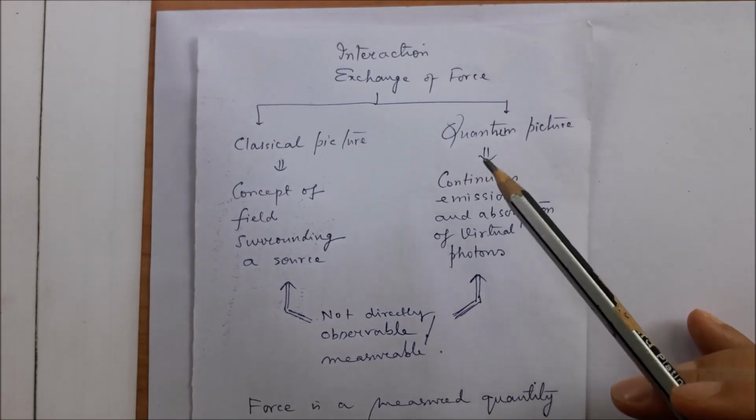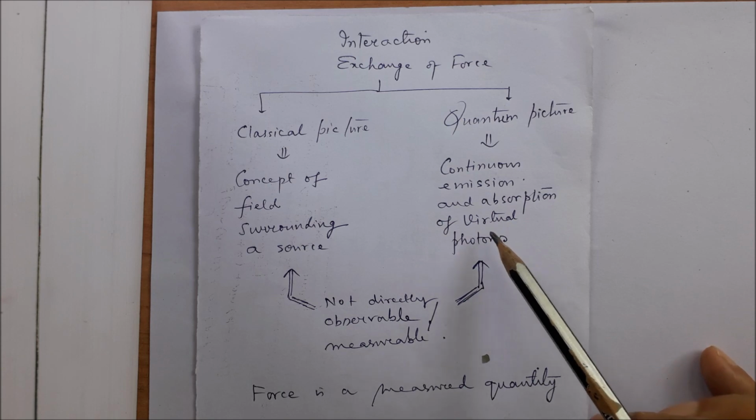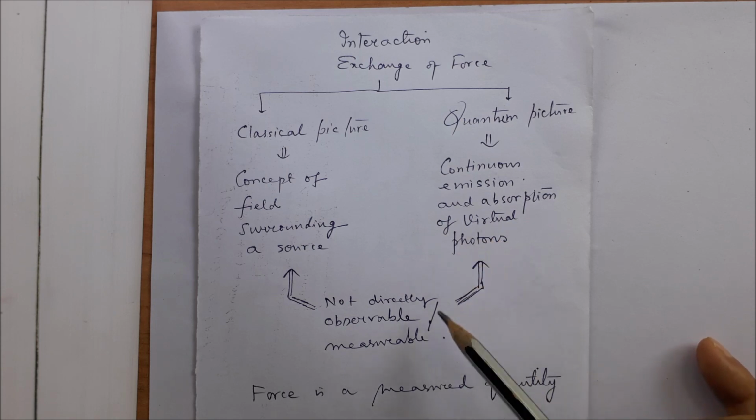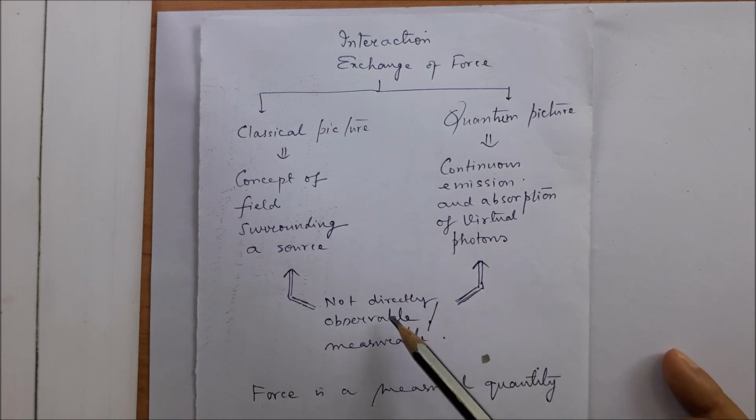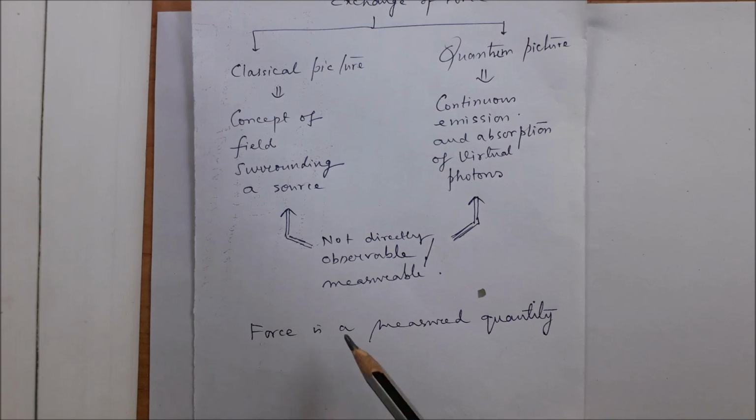Now, what is important is that the field in classical picture is not directly observable. The virtual photon in quantum picture is also not directly observable. What can directly be observed is the force. Force is a measured quantity.